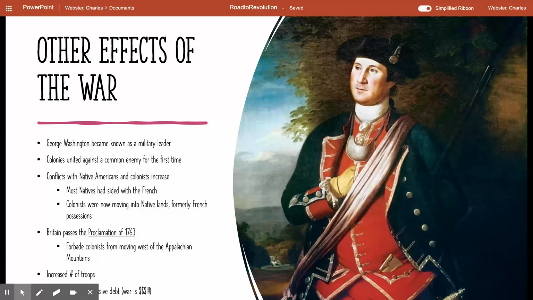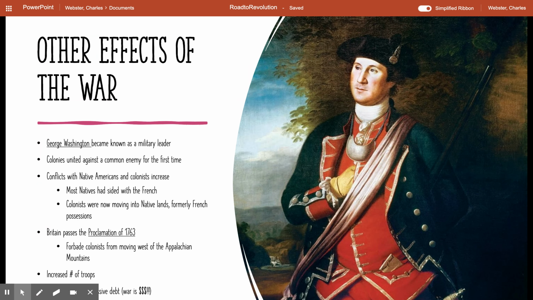Most of the natives, as I mentioned before, had sided with the French. So as a result of their loss in this war, the colonists started moving onto even more native land, which had formerly been overseen by the French. But the French and Native Americans had a much better relationship with each other than the British and the Native Americans had. So all these colonists moving onto this new land created some problems.